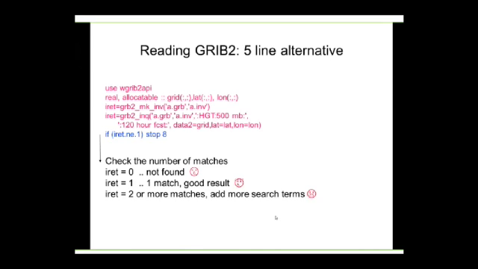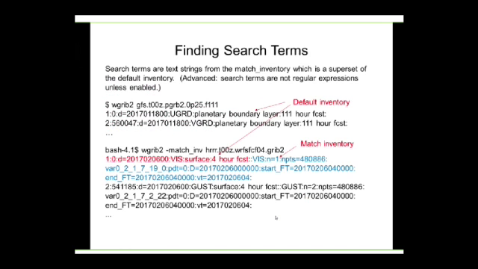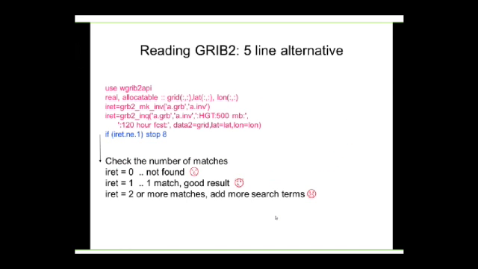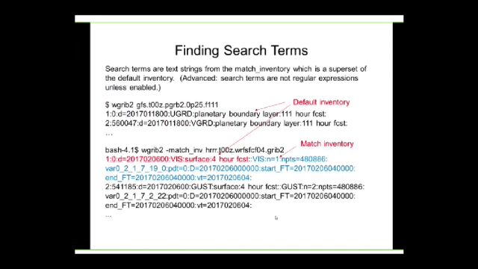Correct. So this 5-line code is reading 500 millibars height, for the 120 hour forecast. You are searching the 120 hour forecast? Yes, it has to be the exact time. So you get this out of wgrib2, right? If people want to know what the mnemonics are, they run wgrib2 and then see which record they want. Next slide, please. Find the search terms.